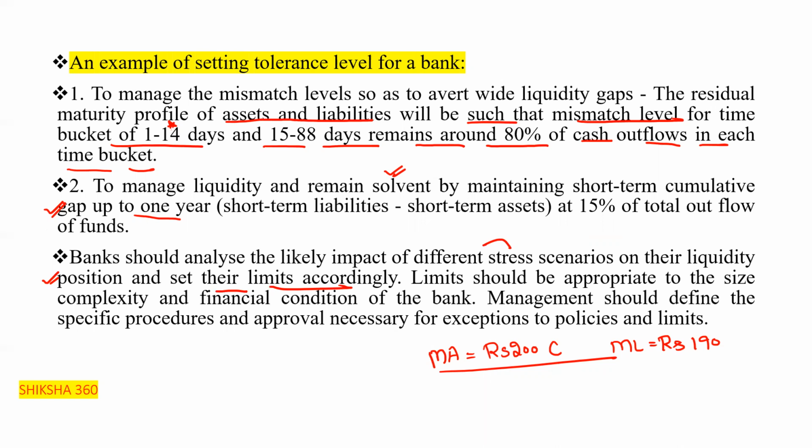So limits should be appropriate to the size, complexity and financial condition of the bank. Management should define the specific procedures and approval necessary for exceptions to the policy and limits, and the things we have to take care of for maintaining that liquidity level.